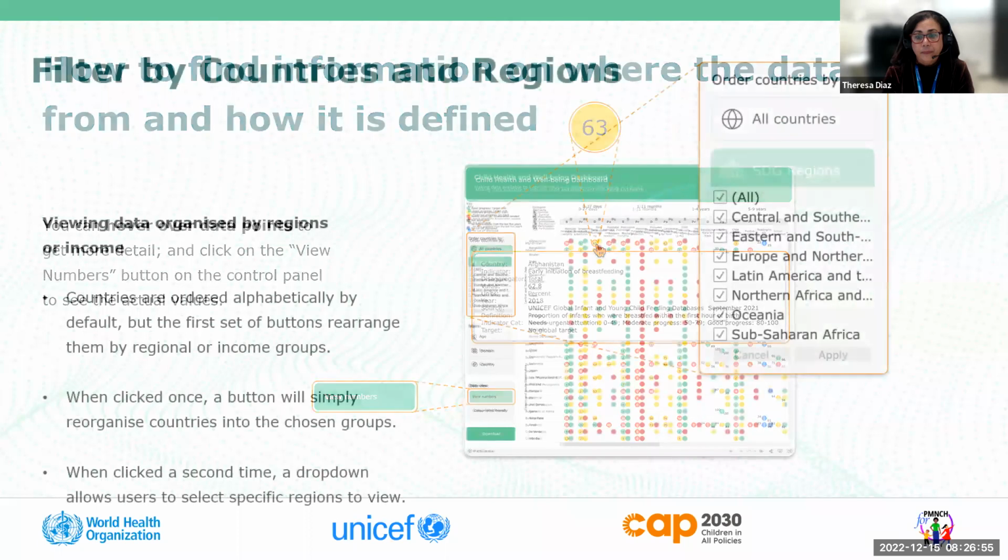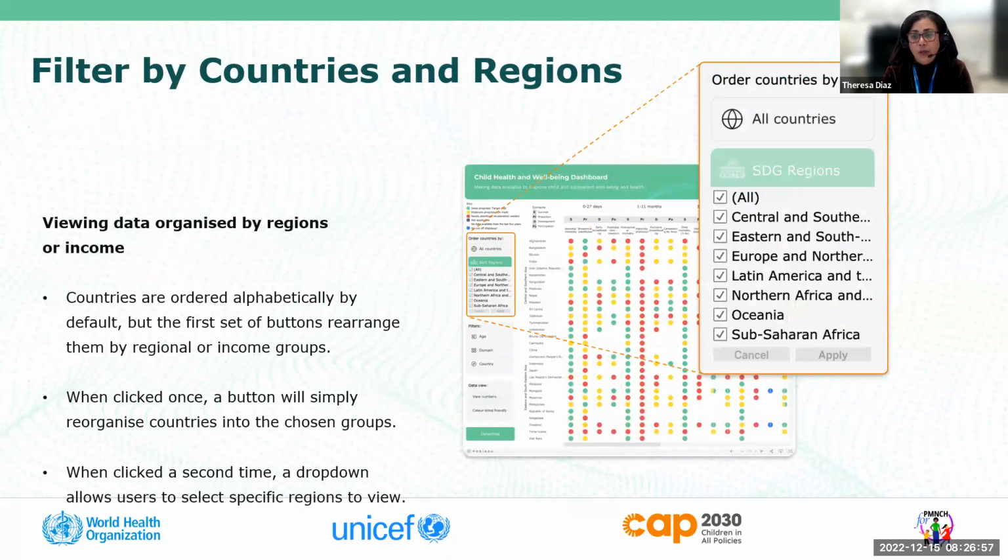Next. And you can filter by country and region as well. Countries are ordered alphabetically by default, but the first set of buttons rearrange them by region, or you can do it by World Bank income group. When clicked once, a button will simply reorganize the countries in the chosen groups. And when clicked a second time, a drop-down allows users to select specific regions to view. Next.